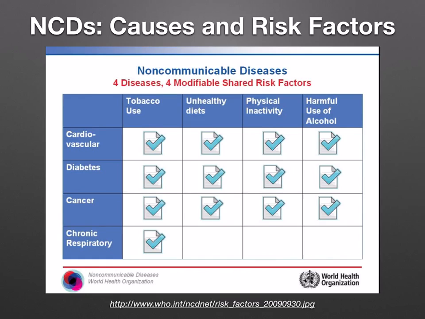The four major factors of NCDs are tobacco use, unhealthy diets, physical inactivity, and harmful use of alcohol. Unfortunately, or fortunately, all of these risk factors are modifiable. Tobacco use accounts for almost 6 million deaths every year, including over 600,000 deaths from exposure to secondhand smoke. This is projected to increase to 8 million by 2030.